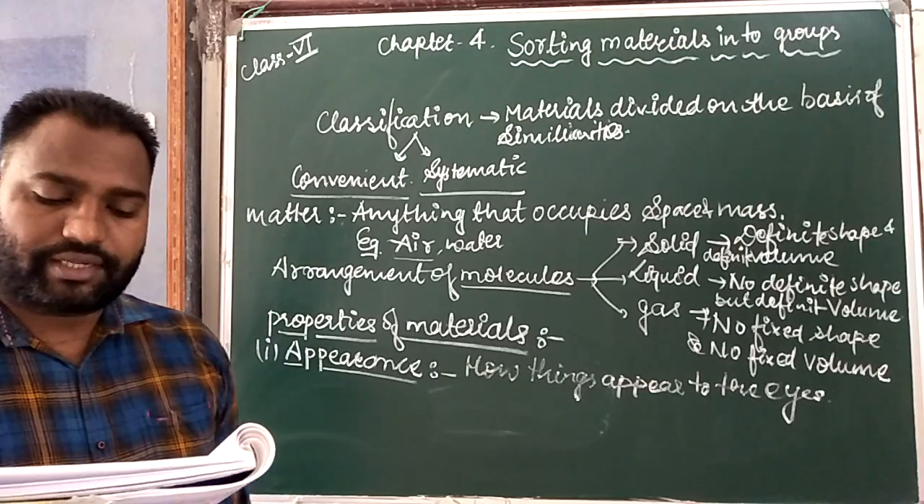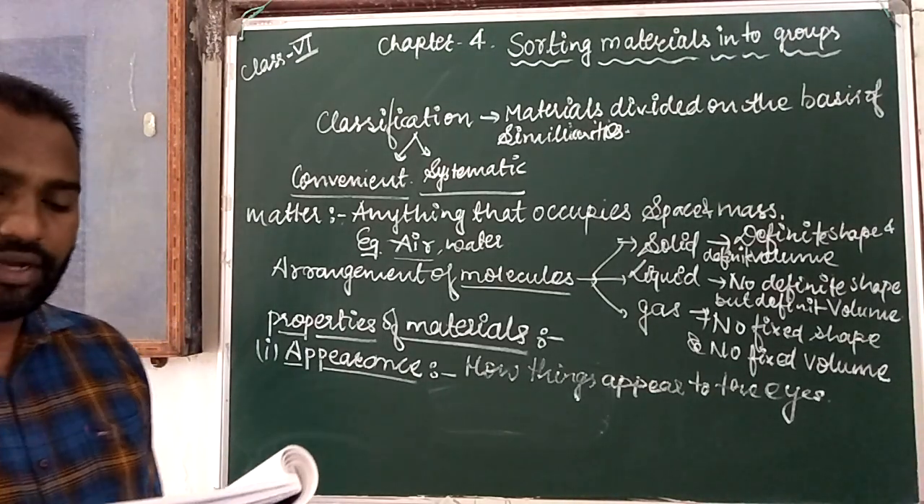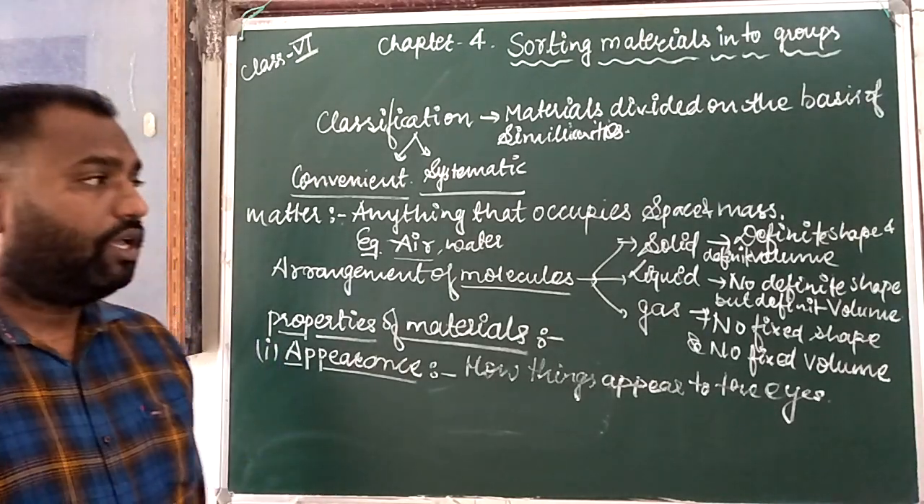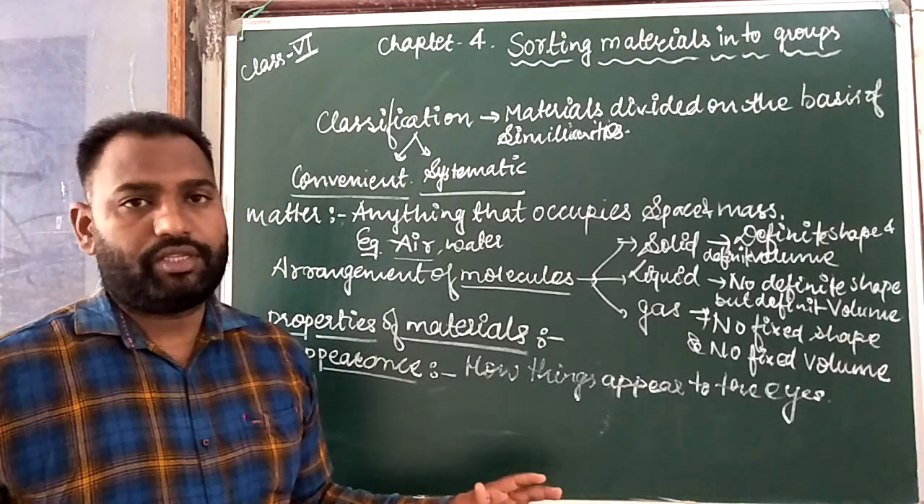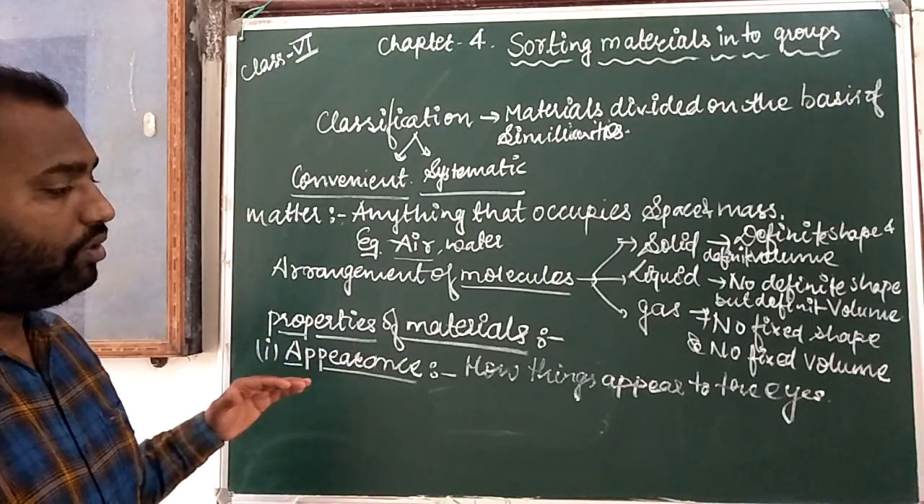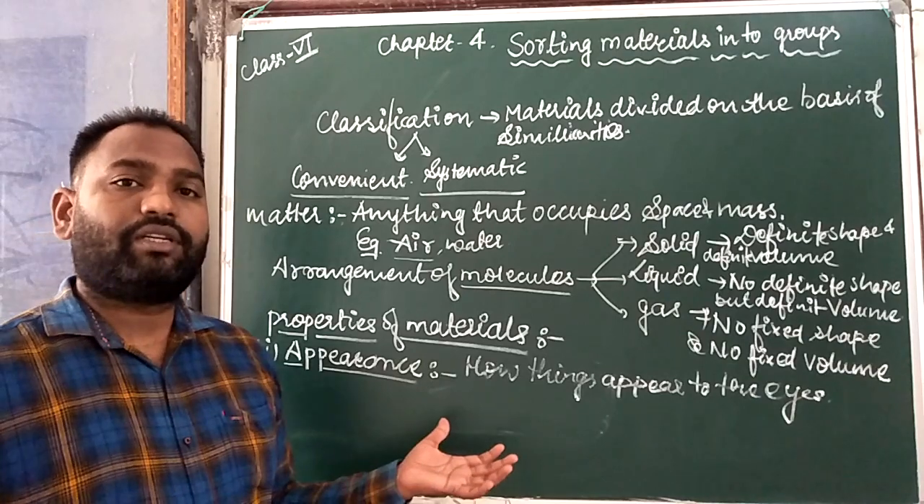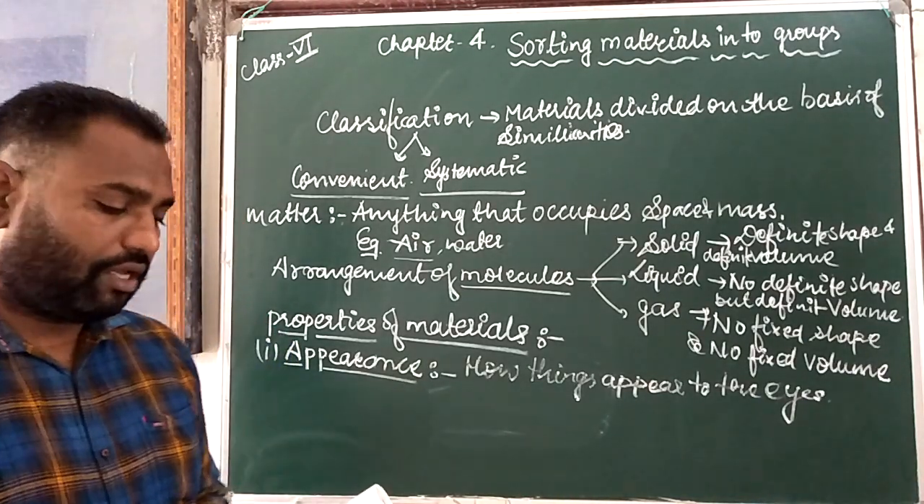Gold does not lose its shine on exposure to air, so ornaments made of these metals remain sparkling throughout. It means gold generally does not lose its shiny appearance, and sometimes silver also. That's why ornaments are generally made with gold and silver. So this is our appearance.